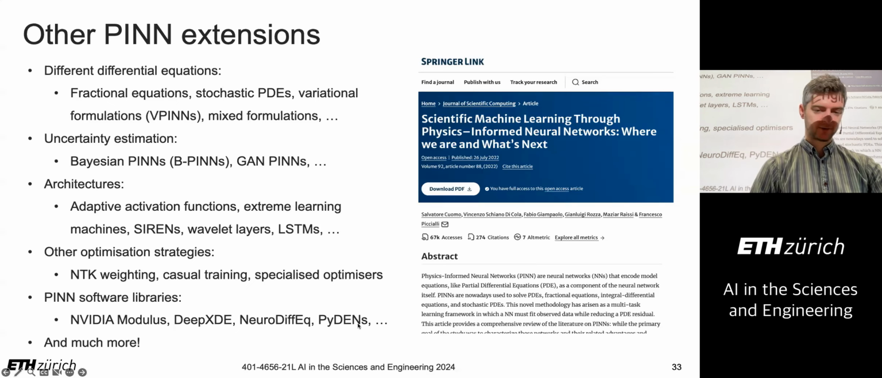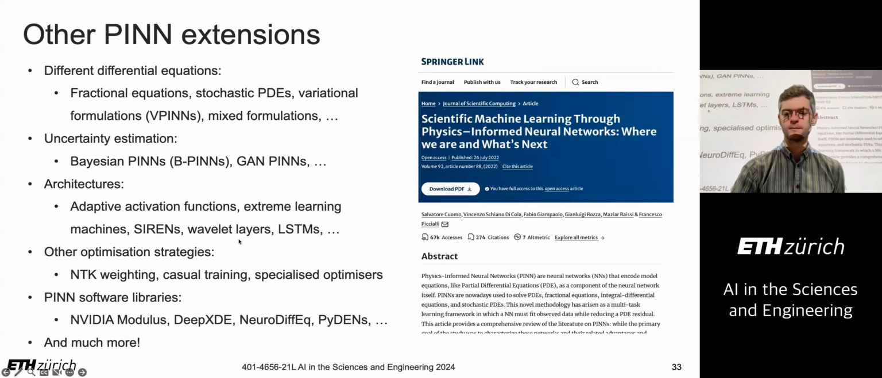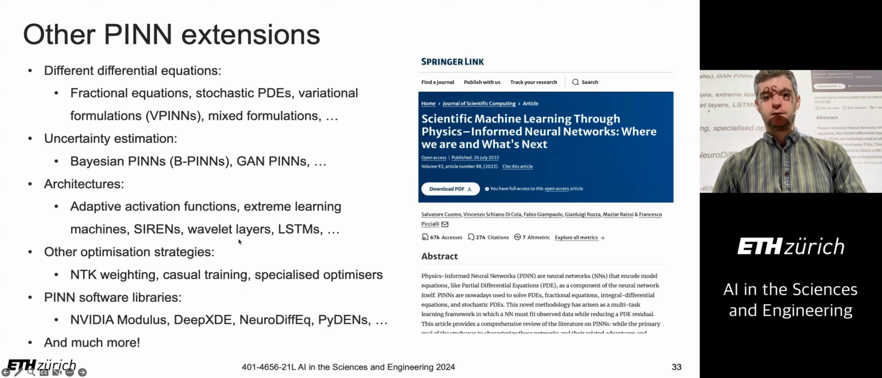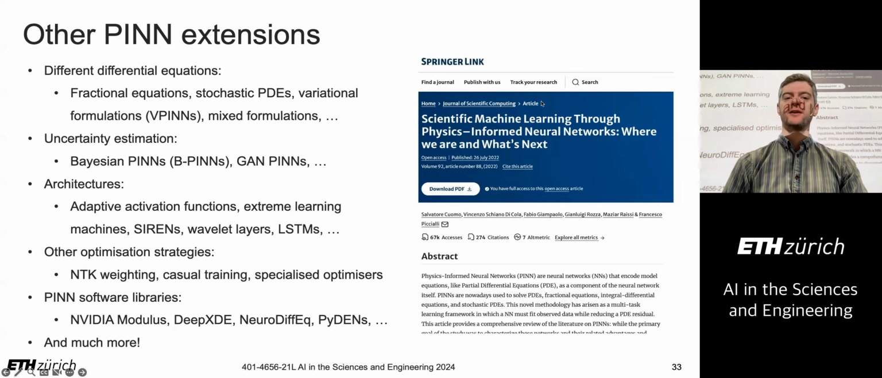So, in the last part, I have two more examples that I'm going to show you in this lecture. The first is doing Bayesian PINNs, so trying to incorporate uncertainty estimation into the PINN. And then the final one is to look at wavelet layers as a different type of architecture to use. But if you're interested in this, I recommend this review paper or just reading around. There's lots of great material on PINNs out there.